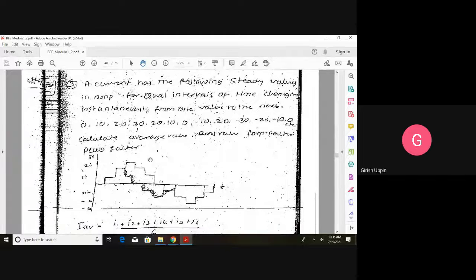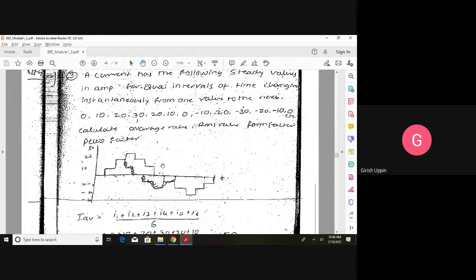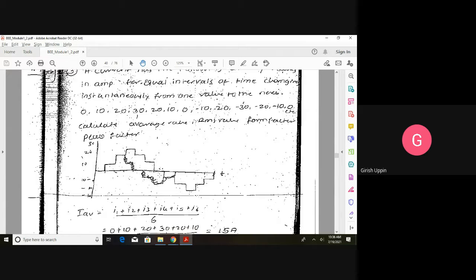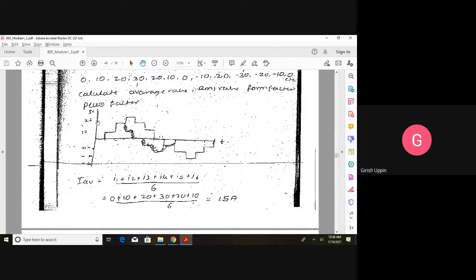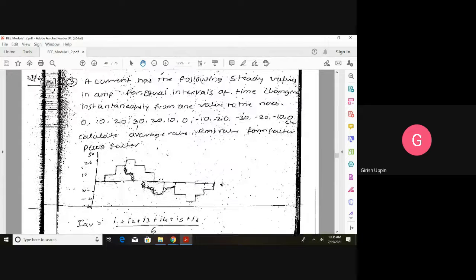This is another example you can easily understand. We need to find the average value and the RMS value. Here it is a step waveform, and we have to use the sample method. Here we have I1, I2, I3, I4, I5, I6. So 6 samples are there, and each value is given. It is, I think, a current.